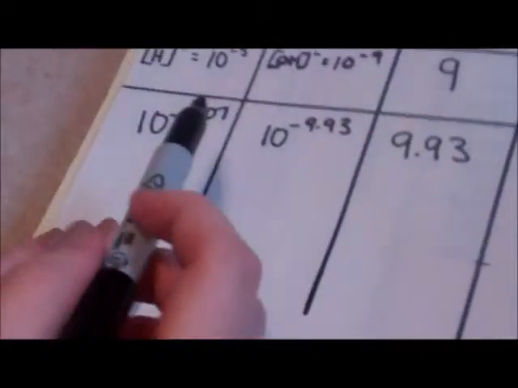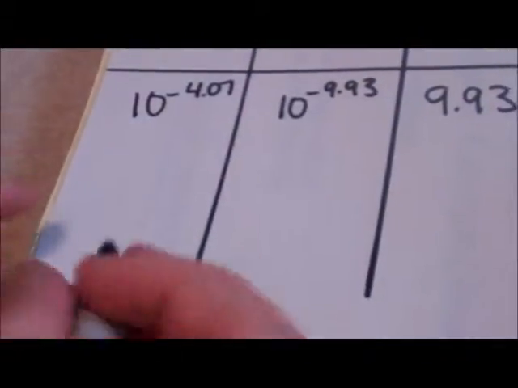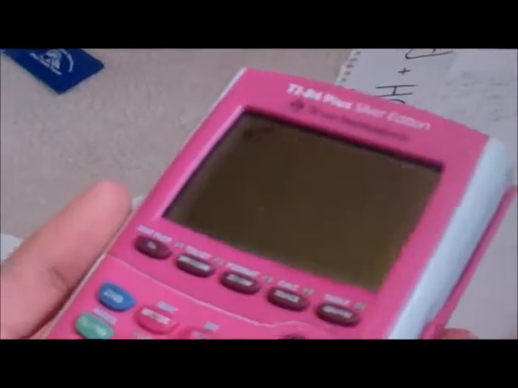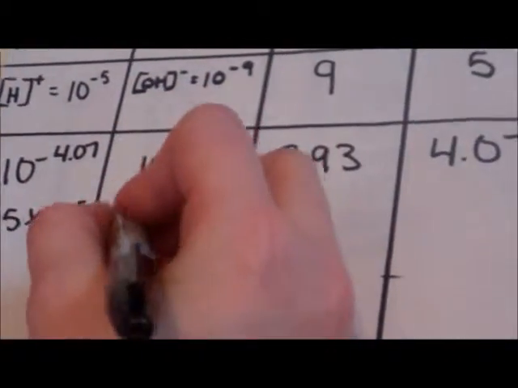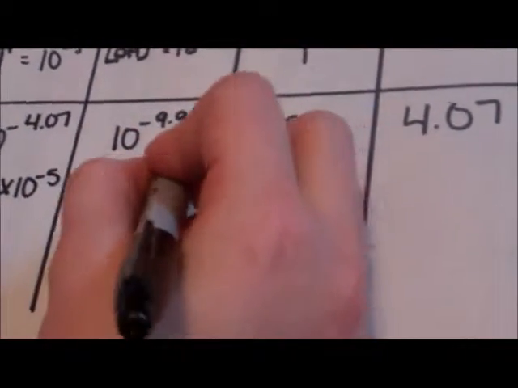Because you can't leave your hydronium and hydroxide concentrations in decimal form, you have to go on your calculator and... Oh, okay. And from this, you can get 8.5 times 10 to the negative 5. Ooh, my battery. 9.93. And then you get 1.2 times 10 to the negative 10.